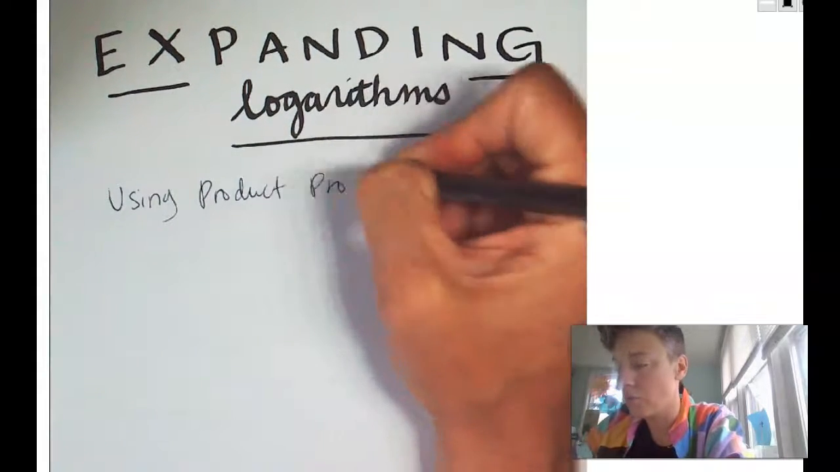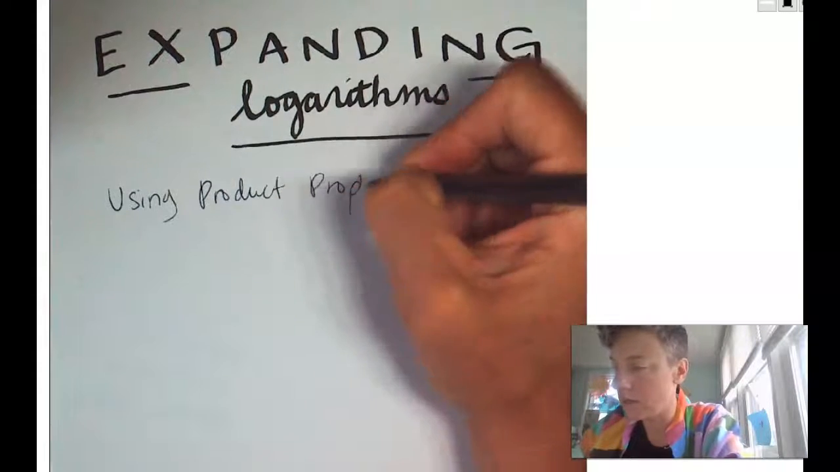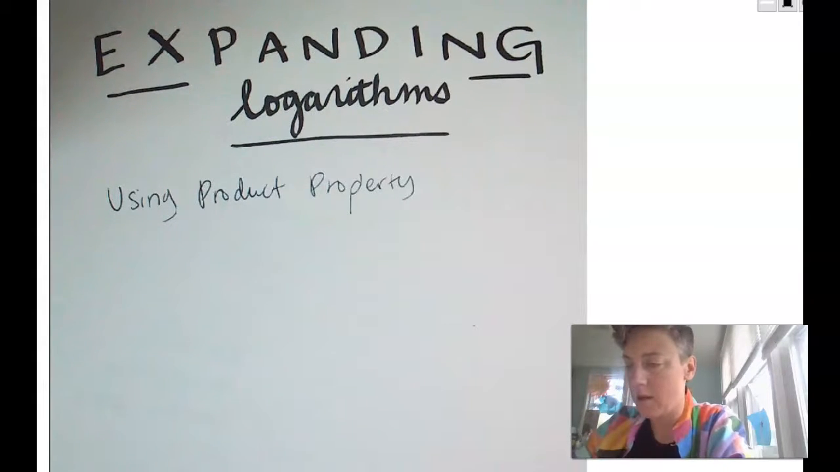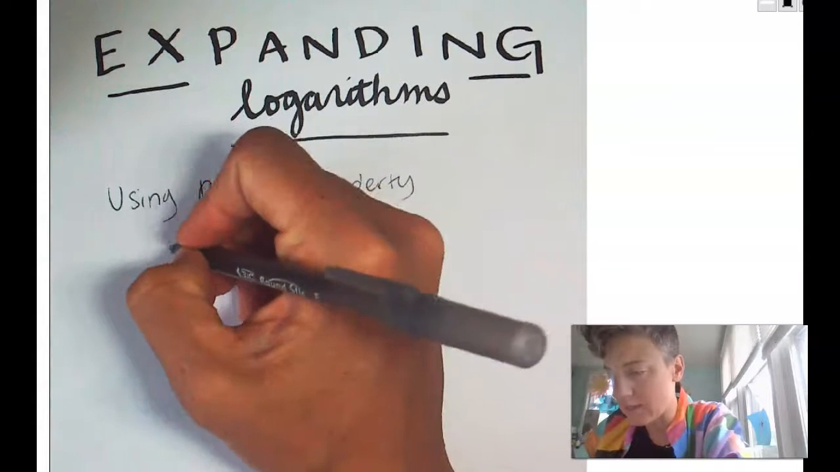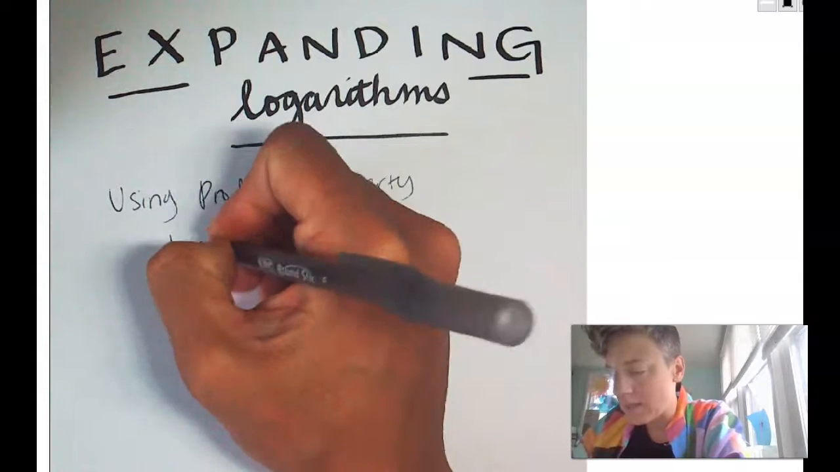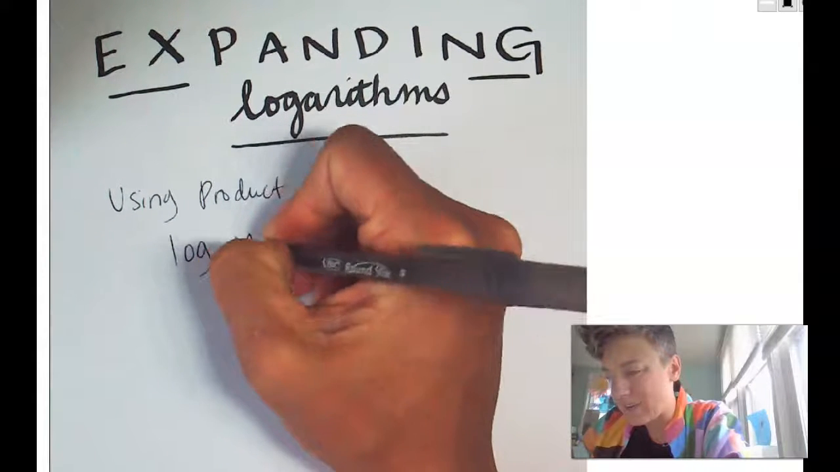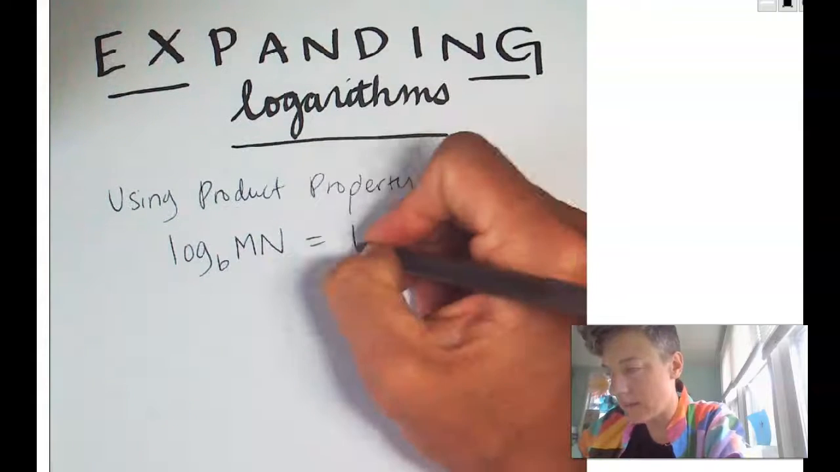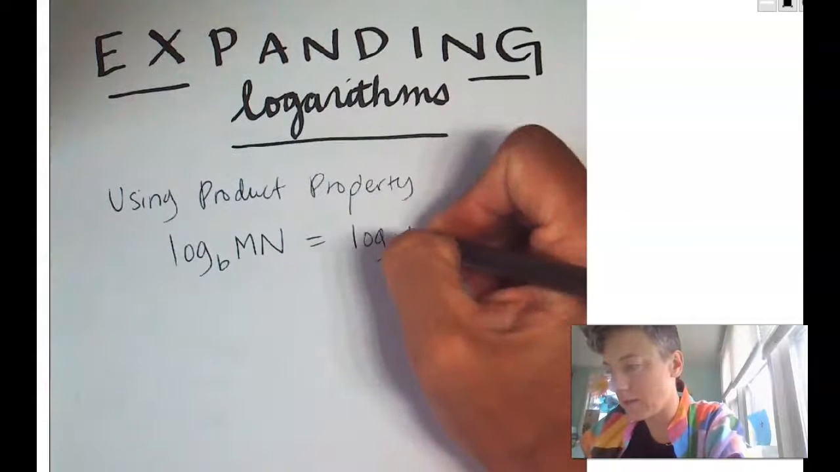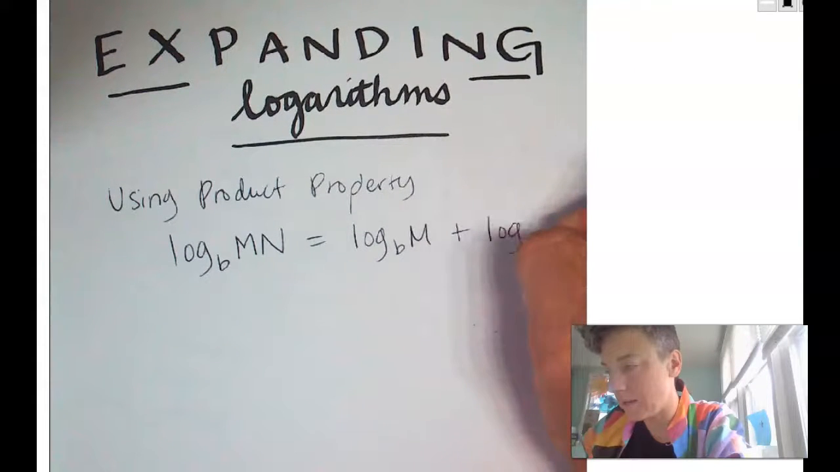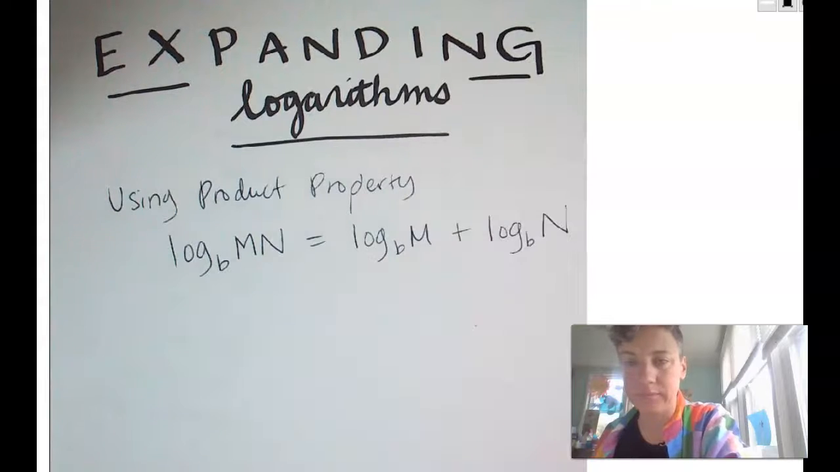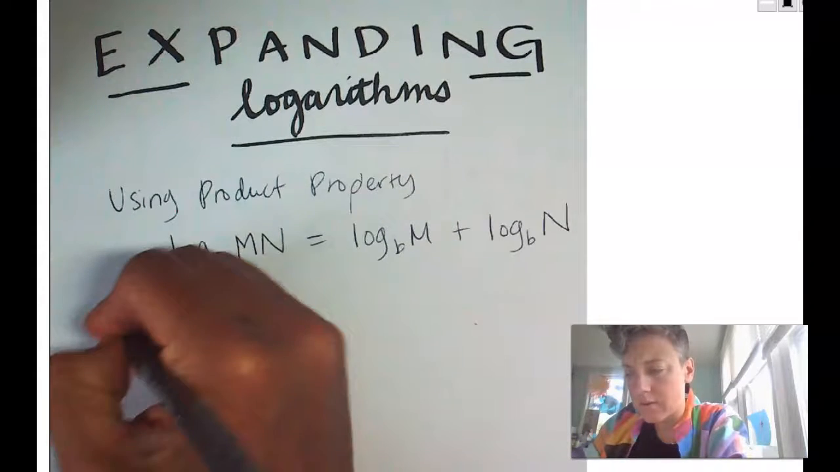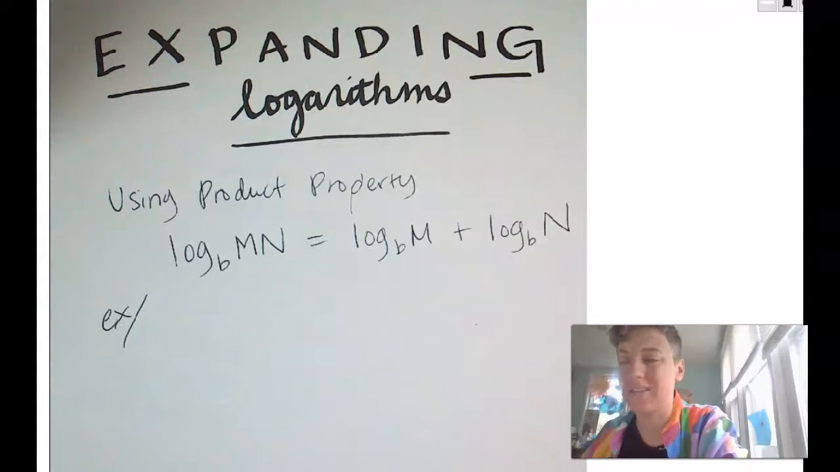Product property with a P. What's the product property say? It says log base b of m times n equals log base b of m plus log base b of n. Great. All right. So let's do an example.